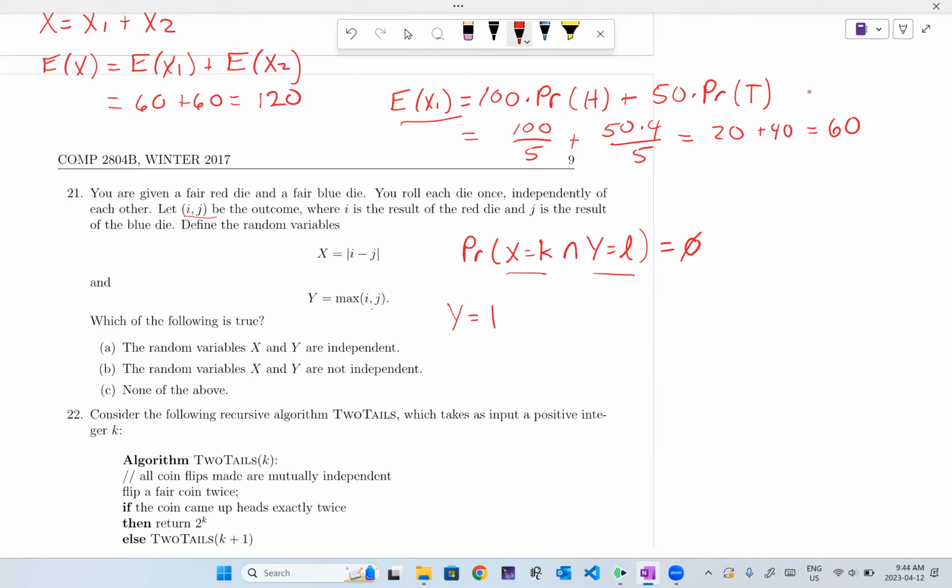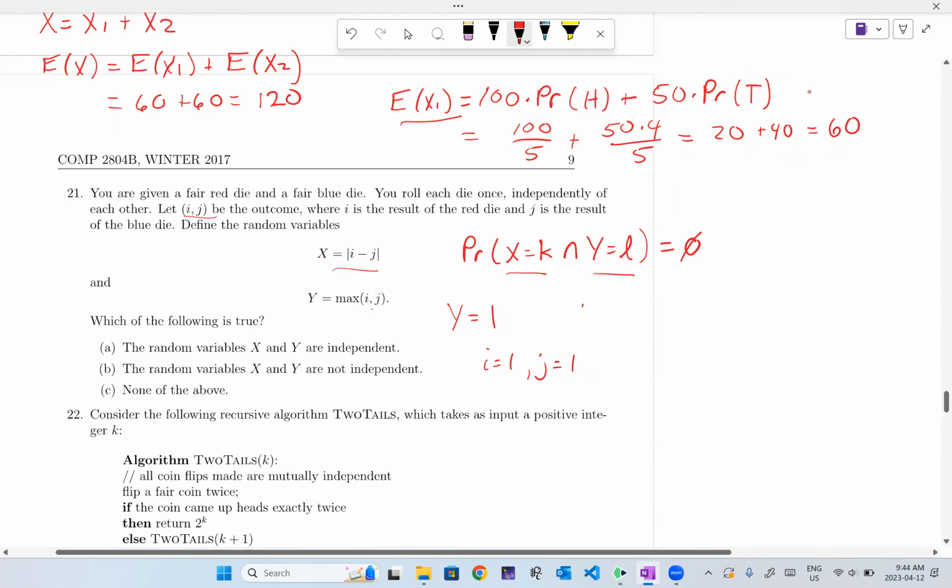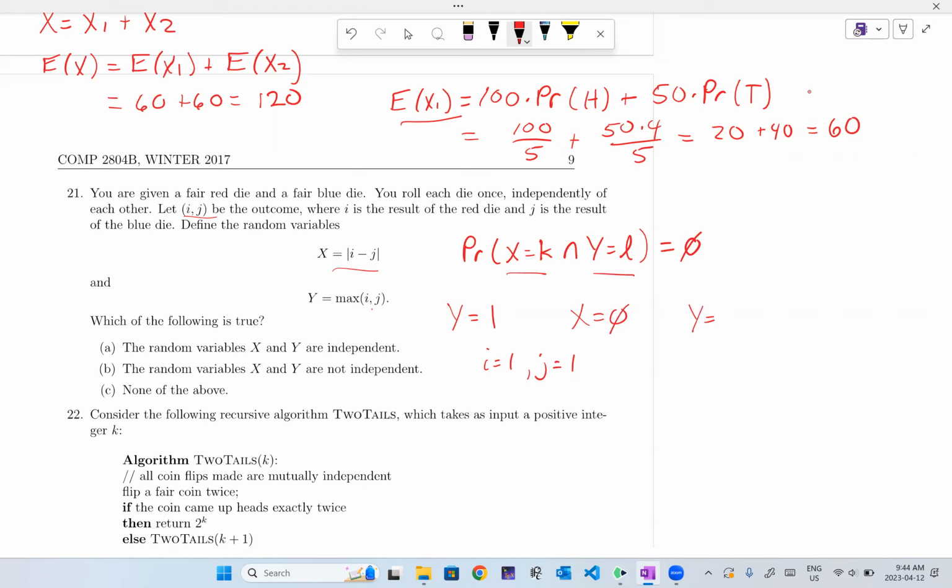If the maximum roll was 1, that means I had to roll 1, 1, basically, right? So that means i is equal to 1, and j is equal to 1. So that means x is definitely equal to 0. So what that means is that I can't have y equal to 1 and x equal to 1. The probability of that is 0.